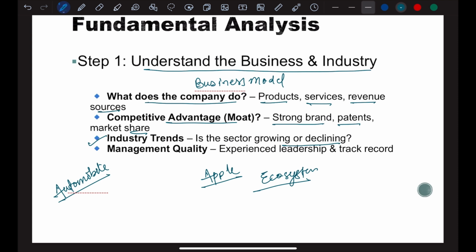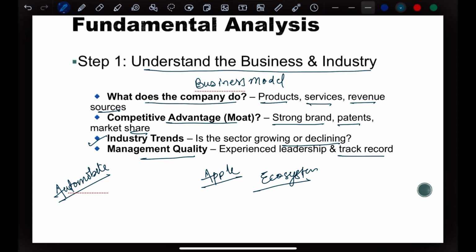The next thing is management quality. Does the company have experienced leadership and a good track record of its senior leaders? So based on all these four questions, we're going to understand what their business model is and how the company stands out in a particular industry.